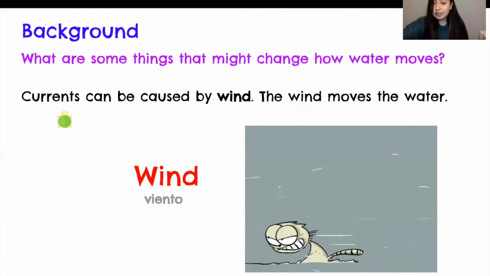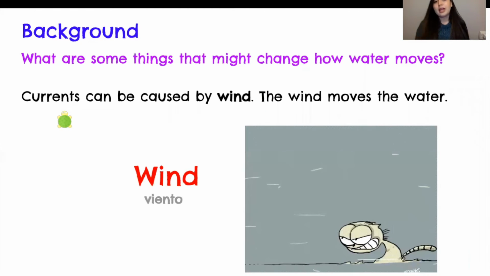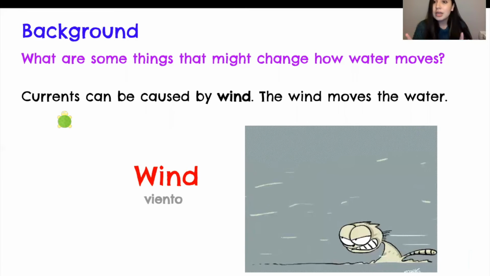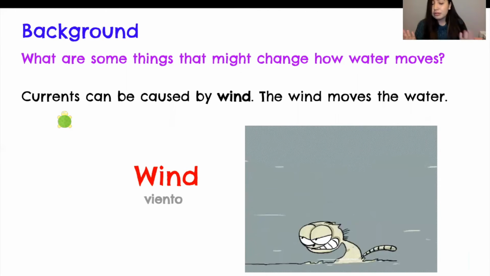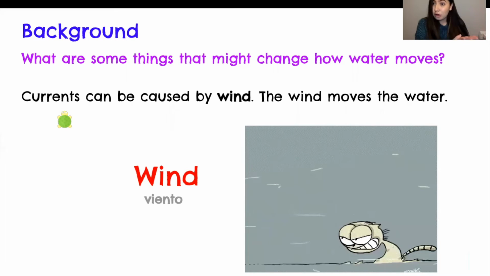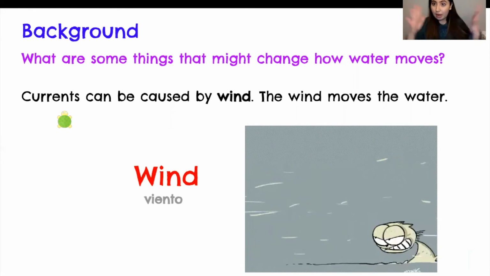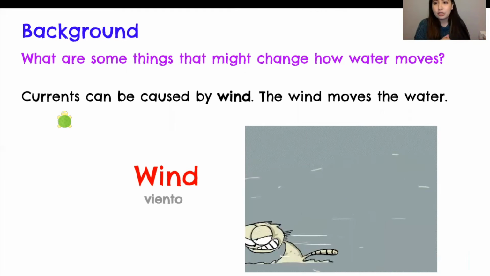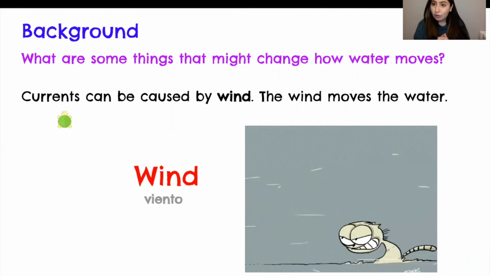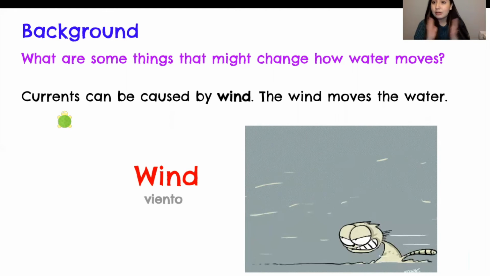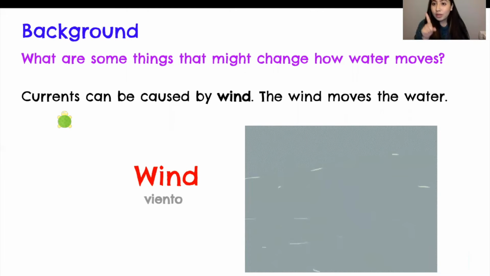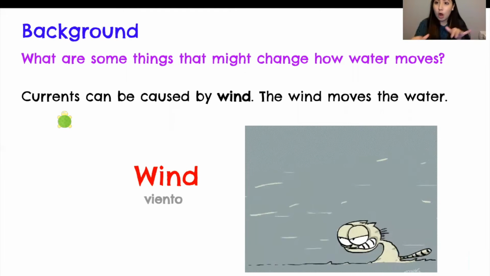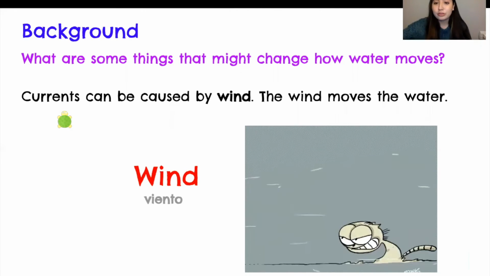Now, what are some things that might change how water moves? Well, currents could be caused by the wind, right? If you blow on water, it moves. Just like if you blow on water in your bathtub, it moves. And in the ocean, the natural wind from the outside world is moving the ocean water. But wind alone does not move the ocean. That would take a lot of wind to move all that water. Wind is just one way our ocean water moves.